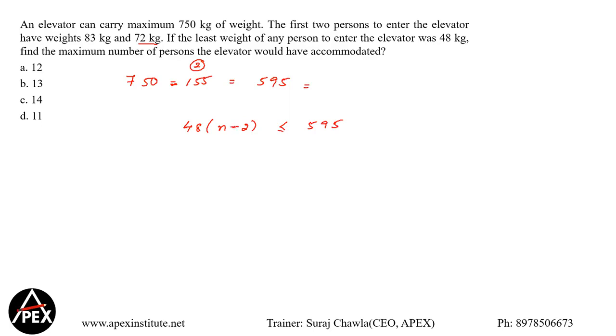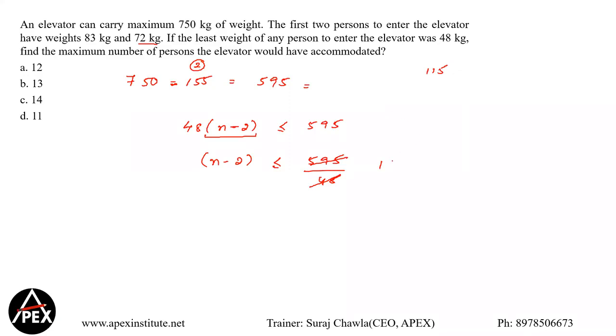n minus 2, why? Because I'm assuming that two people are already here. So the remaining people will be n minus 2, which means n minus 2 should be less than or equal to 595 by 48. So 48 ones are 48. I'm having how much, guys? 115. Clear? So what next?